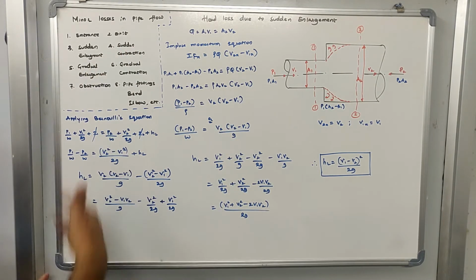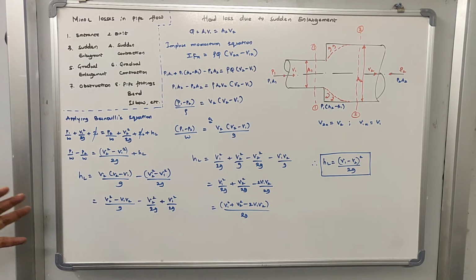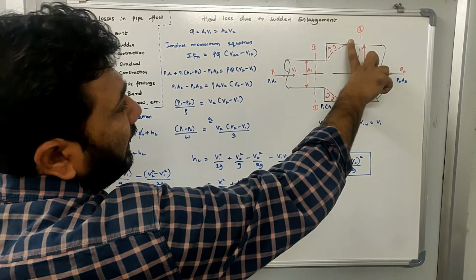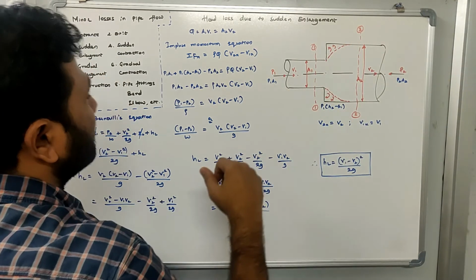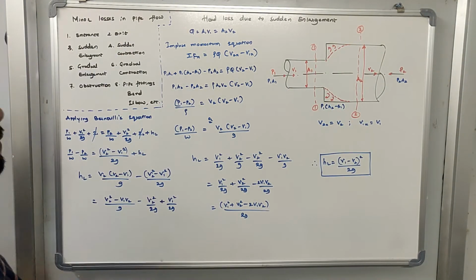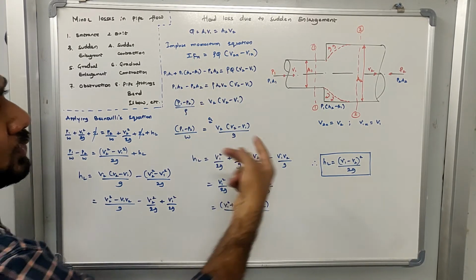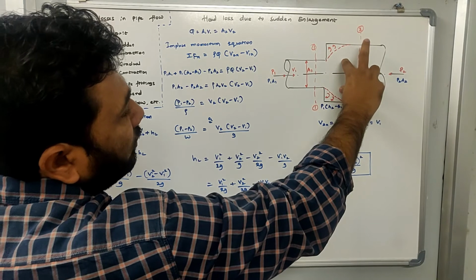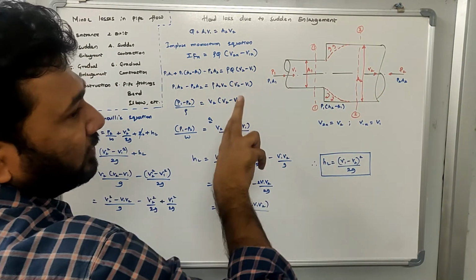Let us go to what is sudden contraction. In sudden enlargement, what happened? Two pipes are connected, one of smaller diameter connecting to a larger diameter. So this is what enlargement means: the cross-section area of the pipe was increasing in the flow direction. In case of sudden contraction, it goes in reverse. Earlier it was a larger diameter pipe, now it is connected to a smaller diameter pipe.